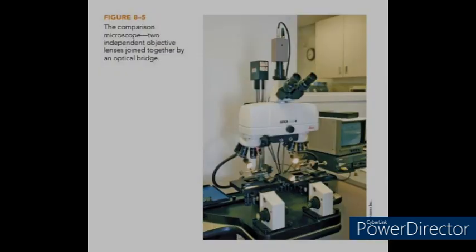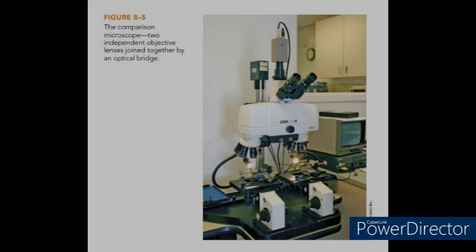The comparison microscope. Forensic microscopy often requires a side-by-side comparison of specimens. This kind of examination can best be performed with a comparison microscope. Basically, the comparison microscope is two compound microscopes combined into one unit. The unique feature of its design is that it uses a bridge incorporating a series of mirrors and lenses to join two independent objective lenses into a single binocular unit.